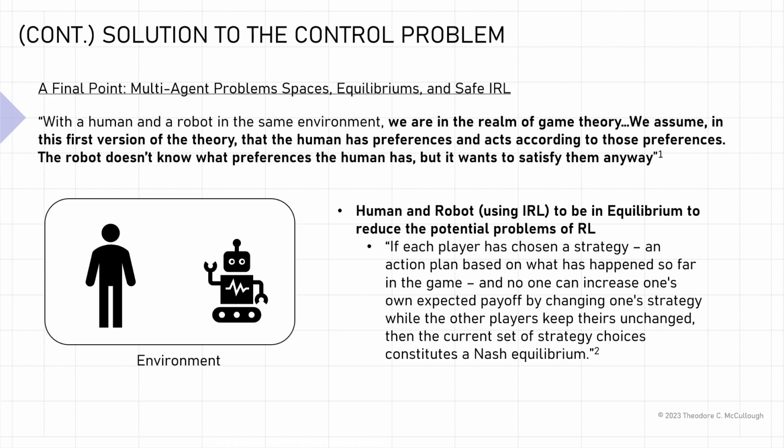We assume in this first version of the theory that humans have preferences and act according to those preferences. Robots don't know the preferences that a human has, but want to satisfy them anyway. And so really what Russell is stating here is that an equilibrium common to, for example, game theory needs to be found, where there's an equilibrium of actions between the human and the robot.